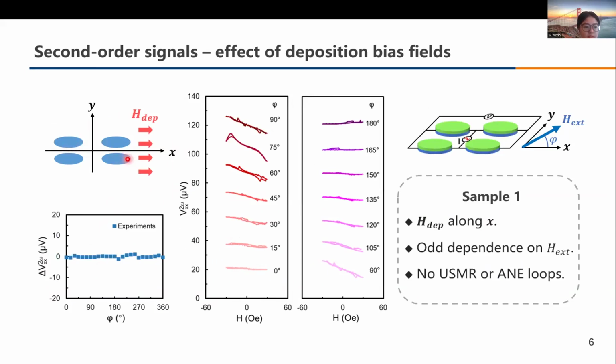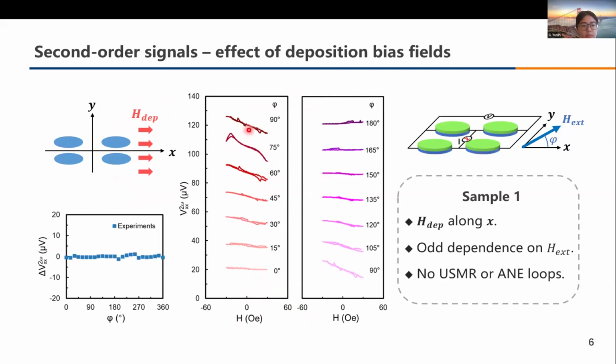The external bias field induces an in-plane anisotropy along the x-axis. We then apply a small sweeping magnetic field from -30 to 30 Oe. The external field is in-plane, and phi here refers to the angle between the external field and the x direction.